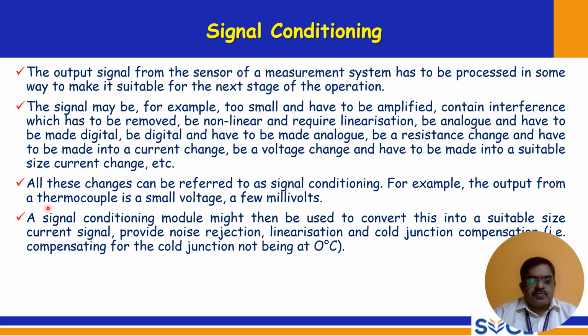For example, the output from a thermocouple is a small voltage, a few millivolts. A signal conditioning module might then be used to convert this into a suitable size current signal, and provide noise rejection, linearization, and cold junction compensation. Cold junction compensation is for the cold junction not being at 0 degrees Celsius. So this is simple signal conditioning, and the processes are like this.